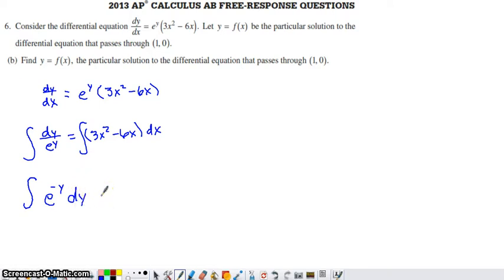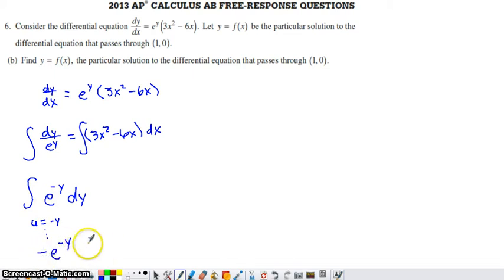And there is an integral formula that most textbooks will have for the antiderivative of e to the negative y. It's actually negative e to the negative y. You can also get that same result by letting u equal that exponent and going from there. I'm just going to apply the integral formula though. So the antiderivative of e to the negative y is going to be negative e to the negative y.